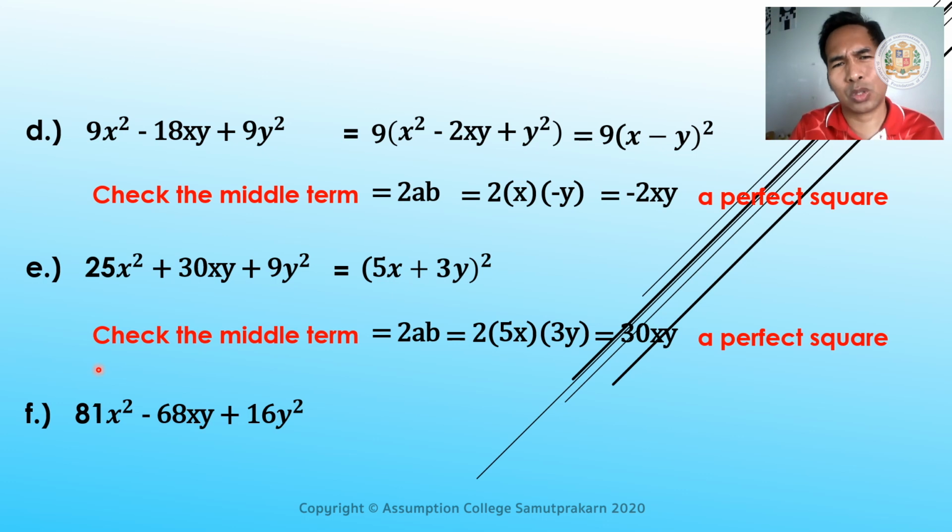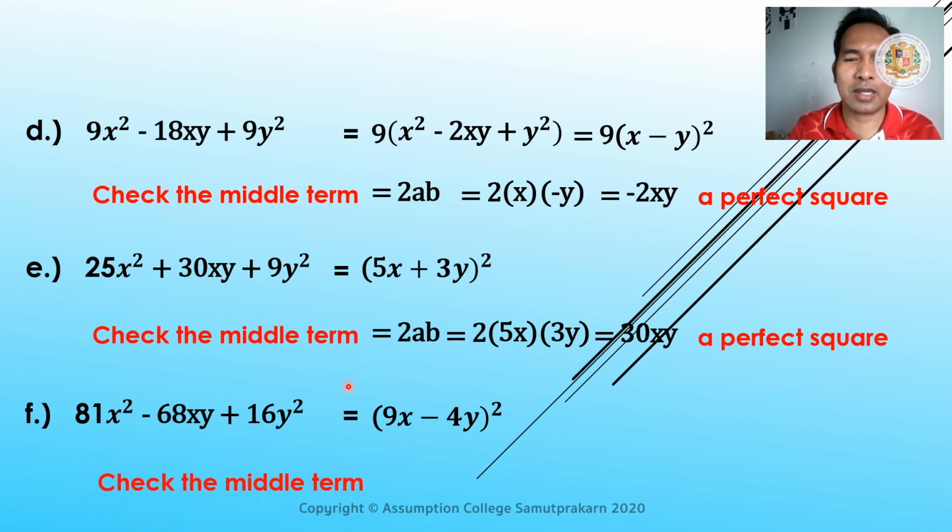81x squared. What is the square root of 81x squared? Yes, the square root of 81x squared is 9x. How about this one? Again, a perfect square, 4y. So again, 9x, but this is minus, so therefore minus 4y. So we have here 9x minus 4y quantity squared.